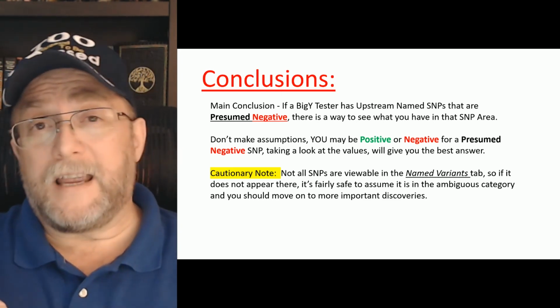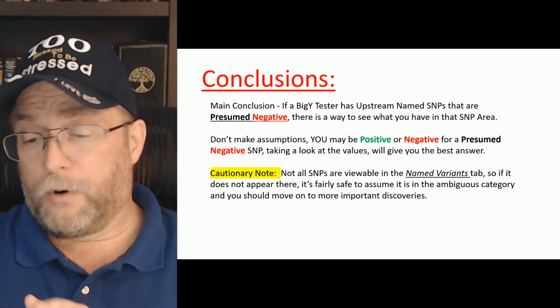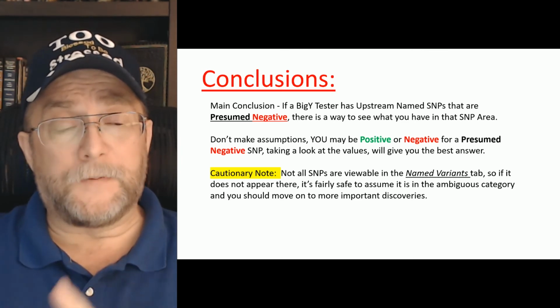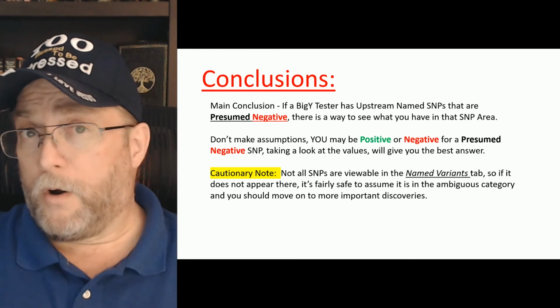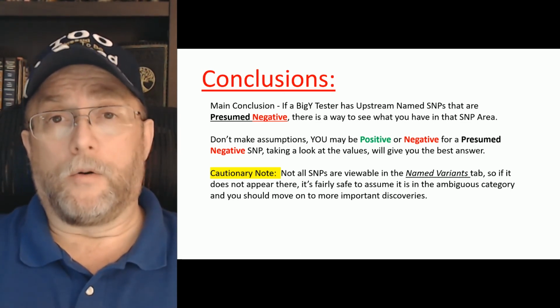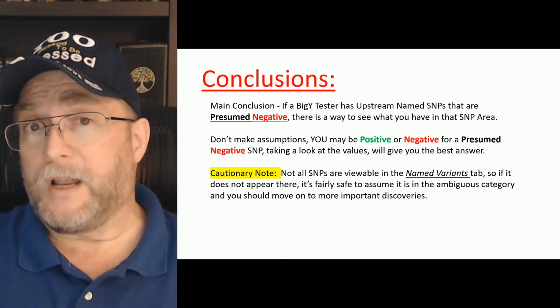And it doesn't say negative in red or positive in green. It says presumed negative, which is gray. That means there's a questionable no-call area on this one. It's not called, especially for the BigY area where you should have this SNP.